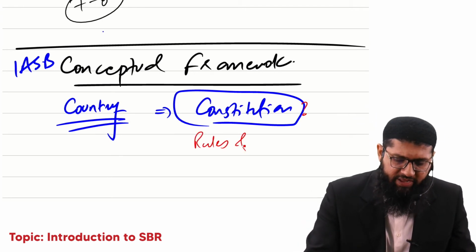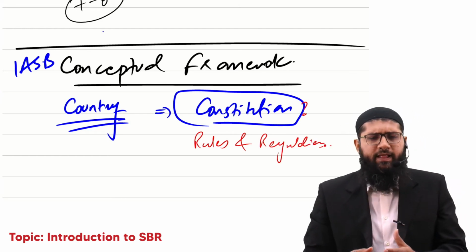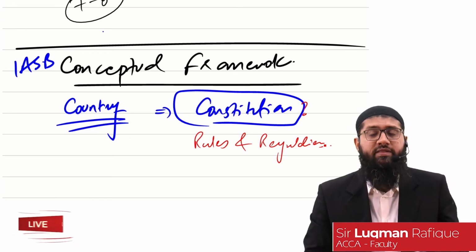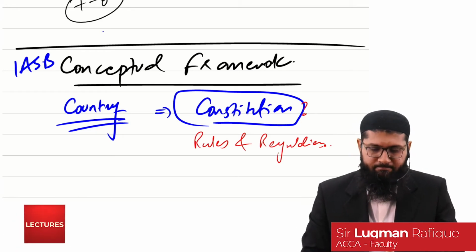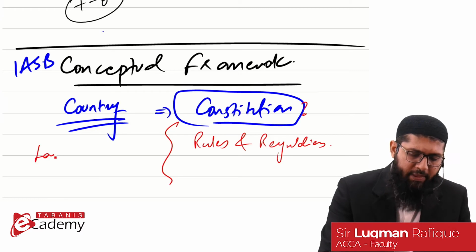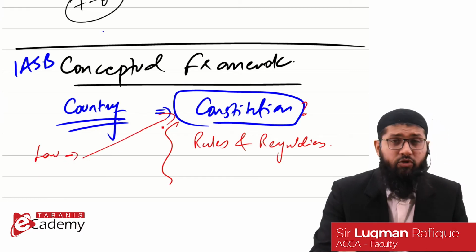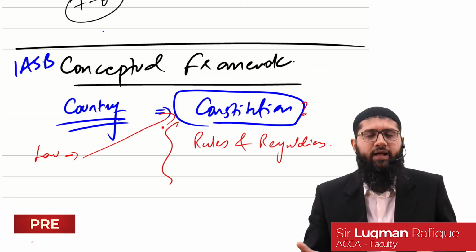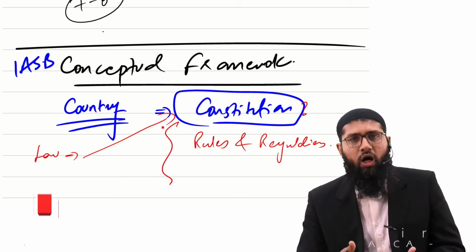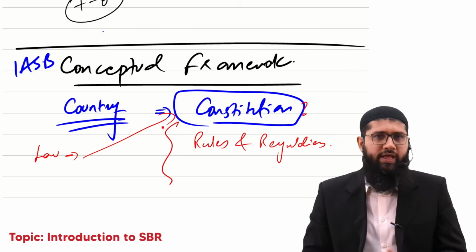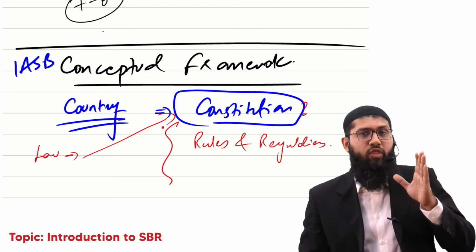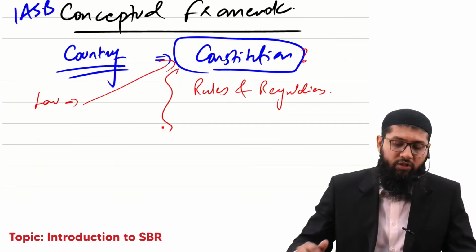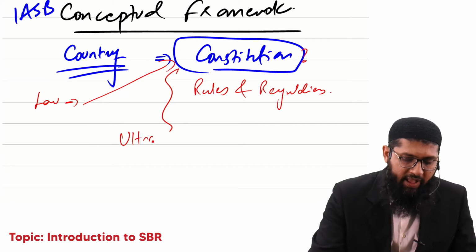The constitution actually refers to the overall rules and regulations that the lawmakers, that the people living in this country are expected to comply with. So whenever any law is being made in a country, you have to make sure that the law is in line with the constitution. If there is a law which is not made keeping in mind the constitution, that law is termed as ultra vires, ab initio.